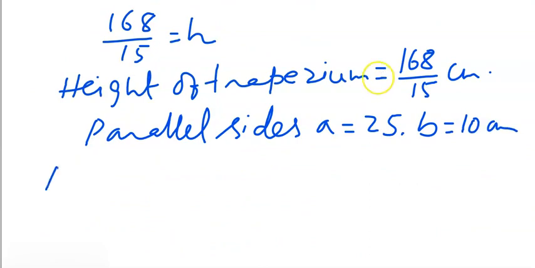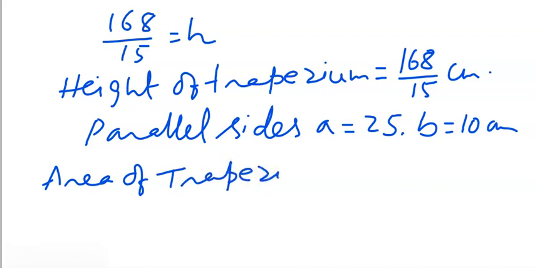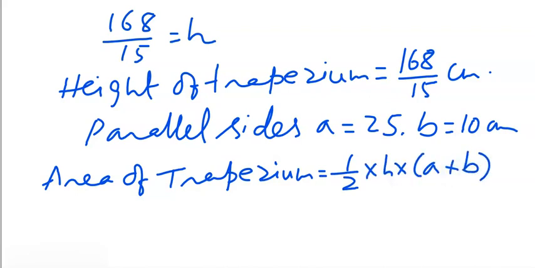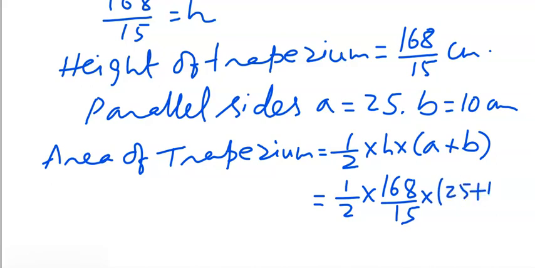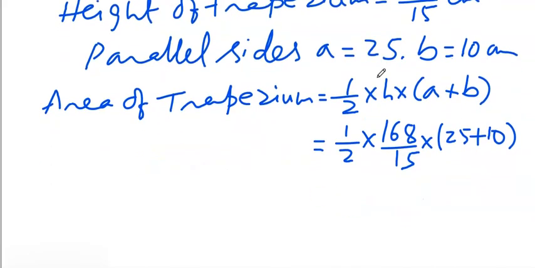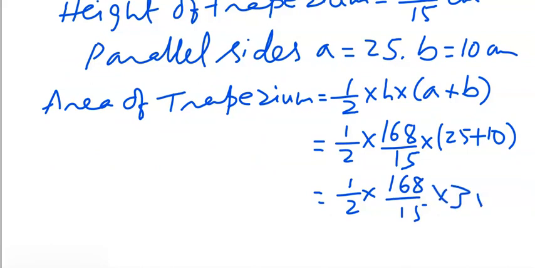Now coming to the area of the trapezium. What is the formula for the area of a trapezium? Yes, half into h into A plus B. So substituting the values, area of trapezium is equal to half into the h value we just got, 168 by 15, and into A plus B, which is 25 plus 10. Now simplifying, it is equal to half into 168 by 15 into 35.